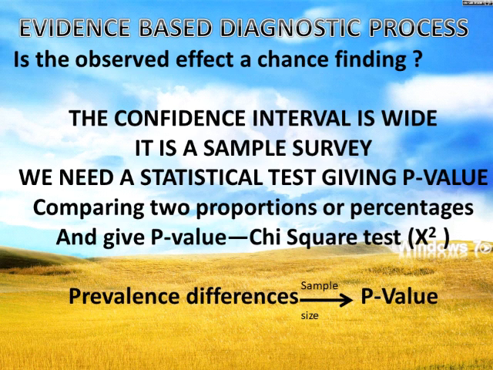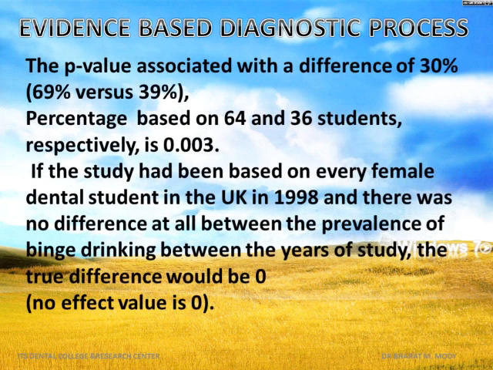The larger the sample size, the better the p-value. The smaller the sample size, the p-value might vary. So the findings which you are going to get should be statistically sound. The p-value associated with the difference of 30%, that is 69% and 39% respectively, was 0.003. Right? So that is what gives you the p-value.